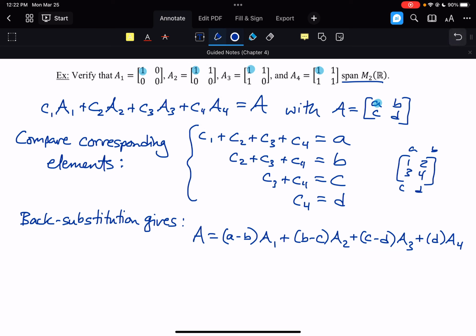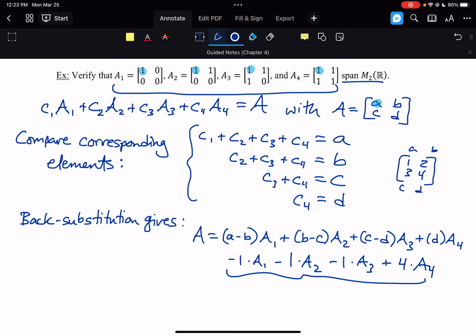So we would get 1 minus 2. So we would take -1 times A1. We would take 2 minus 3, so -1 times A2. We would take 3 minus 4, so -1 times A3, plus 4 times A4. If we took this combination of these 4 matrices, it would create this matrix 1, 2, 3, 4.